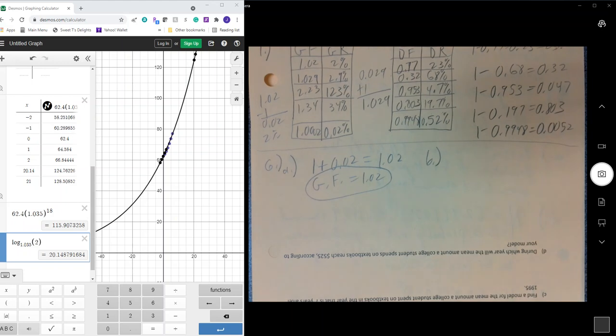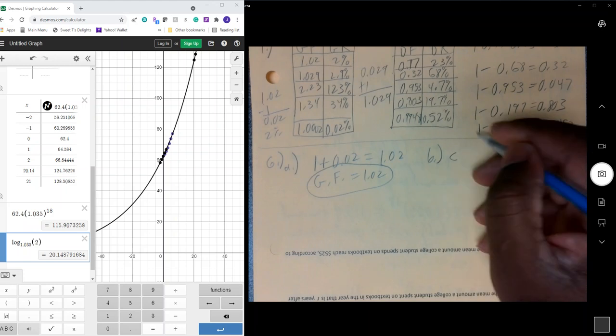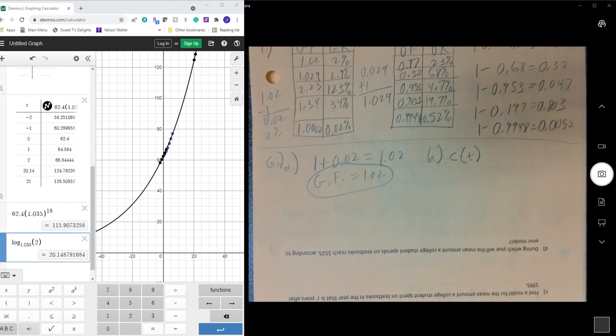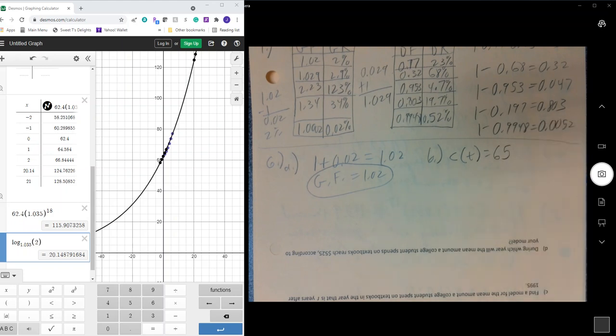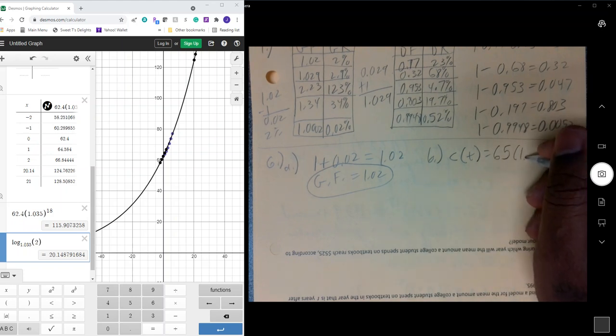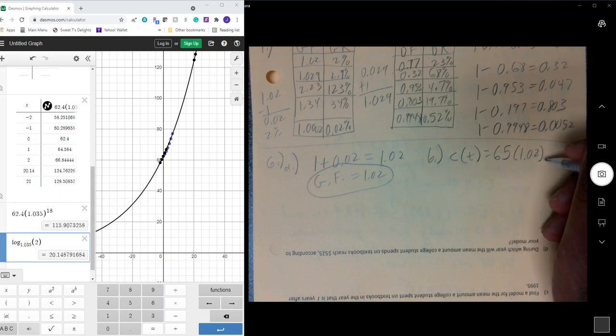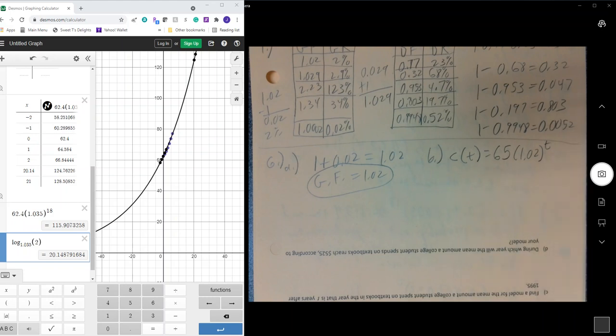Now we go here to B. It says, if the yearly inflation rate remains at 2%, what exponential function would you use to determine the cost of $65 cross trainer shoes after 2 years? So we have the cost of the cross trainers is equal to $65. That's the initial cost. And the rate of inflation is 2%. So the growth factor would be 1.02 to the T.